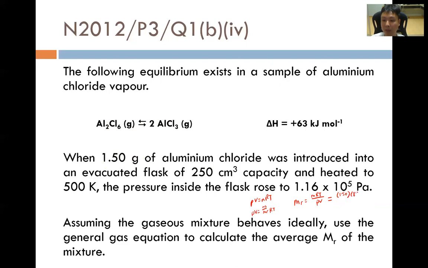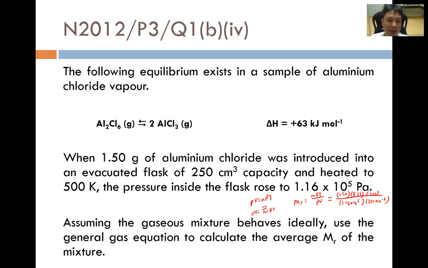The R will be 8.31. The temperature is given to be 500 Kelvin. The pressure is 1.16 times 10 to the power of 5. And the volume is 250 times 10 to the power of minus 6. Okay, and then if you punch this into the calculator, you will be able to get the average Mr of the whole system.